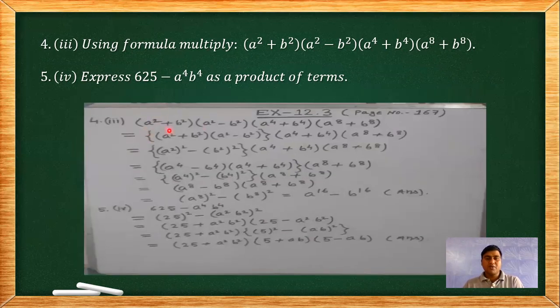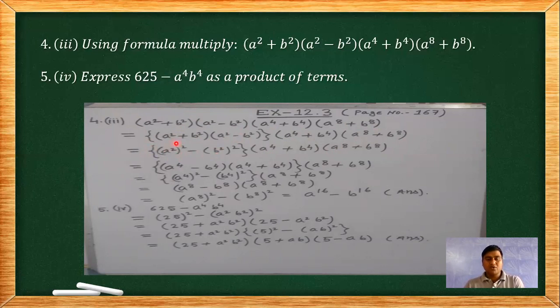So this is the given expression: a square plus b square, a square minus b square, a to the power 4 plus b to the power 4, a to the power 8 plus b to the power 8. Now the first two terms in the brackets are of the form a plus b into a minus b. This is a square minus b square.